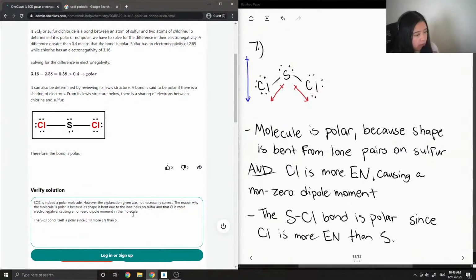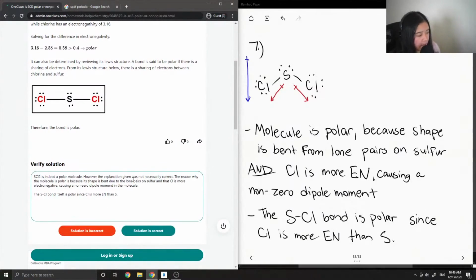Okay, so I said it is indeed a polar molecule. However, the explanation given was not necessarily correct. The reason why the molecule is polar is because its shape is bent due to the lone pairs on sulfur, and that chlorine is more electronegative, causing a non-zero dipole moment in the molecule. The sulfur-chlorine bond itself is polar since chlorine is more electronegative than sulfur.